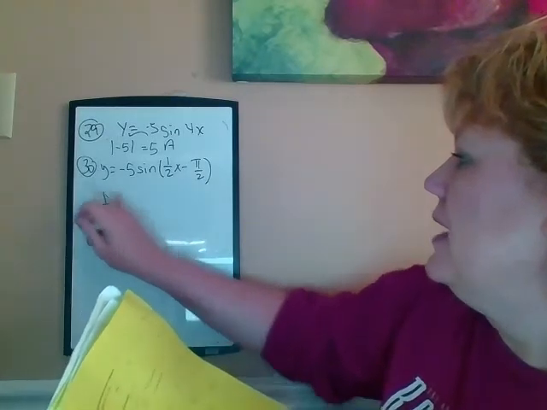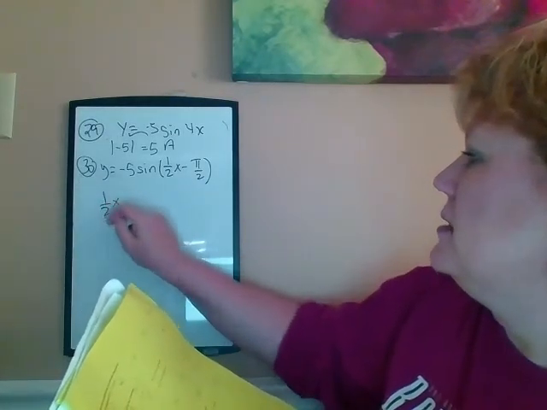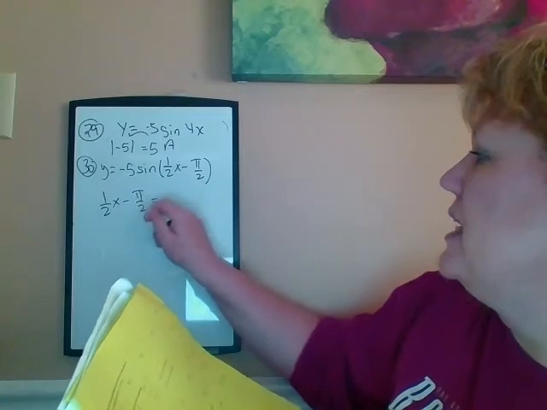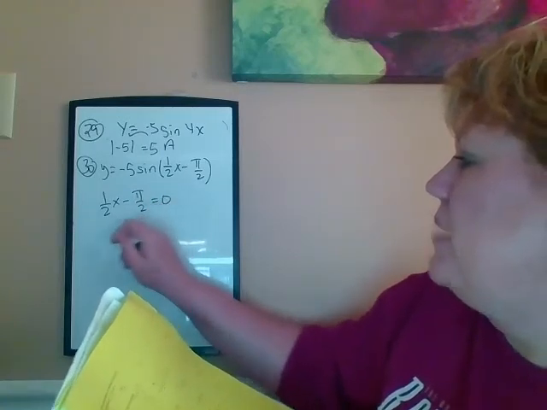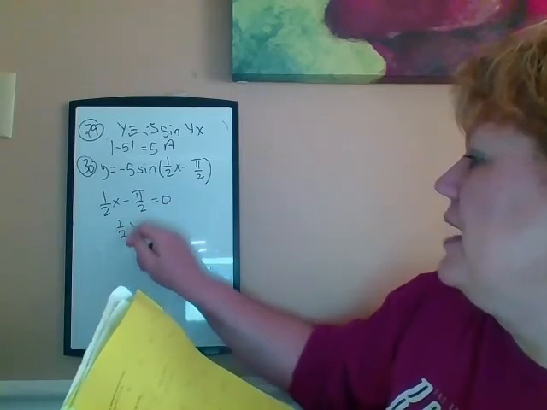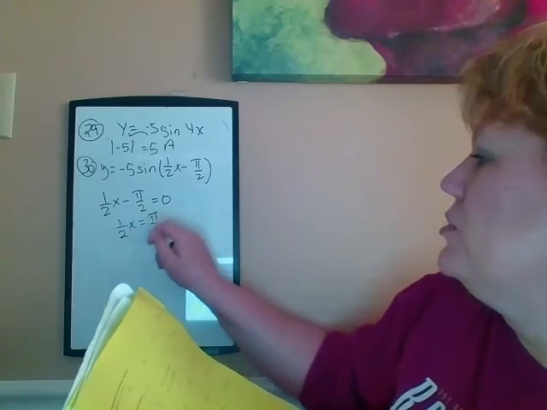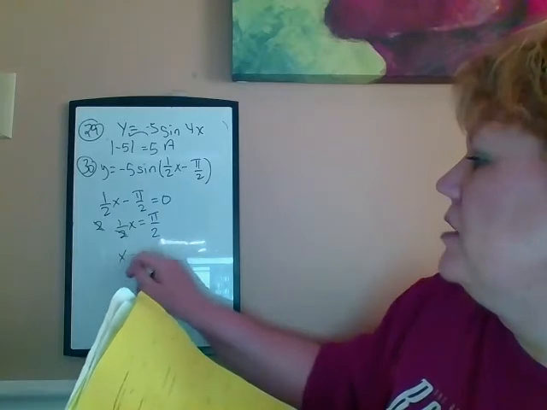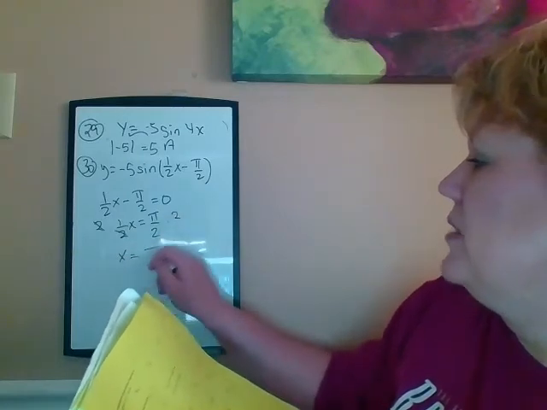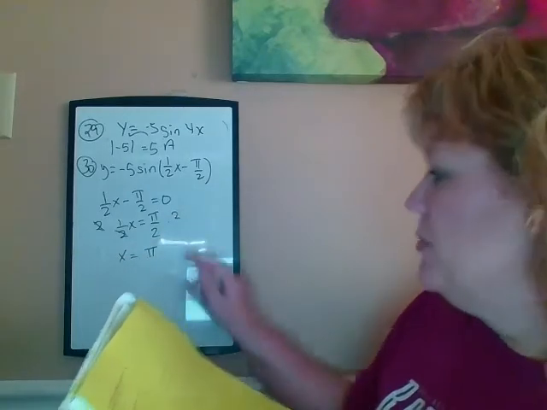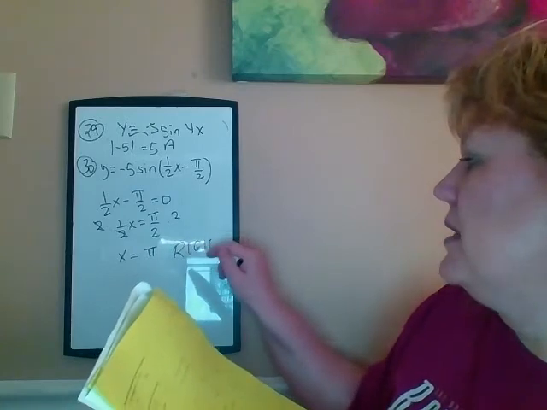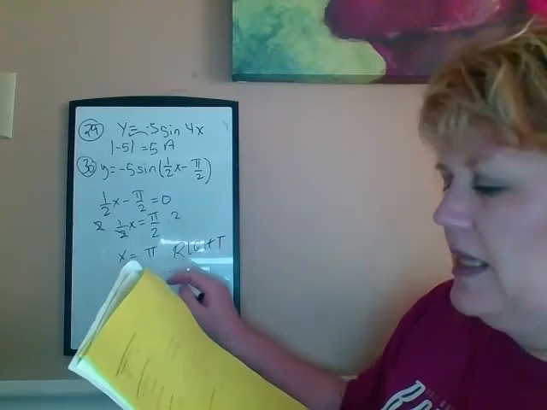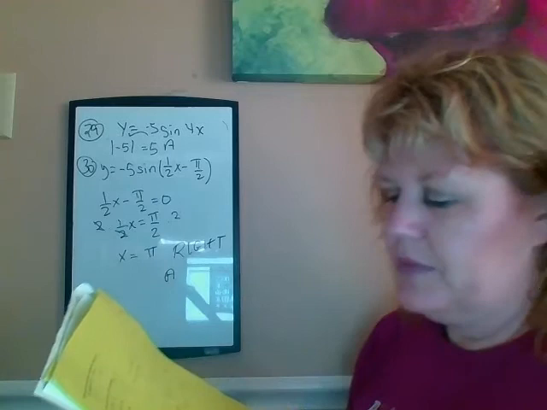Number 30 asks us for phase shift again. So I'm going to take 1/2 x minus pi over 2, set it equal to 0. When I add pi over 2 to both sides, I'm going to have 1/2 x is equal to pi over 2. I'm going to multiply by 2 to get the x all alone. When I do that on this side, I'm going to end up with pi. So it's pi units to the right because it's positive, and that is answer choice A.